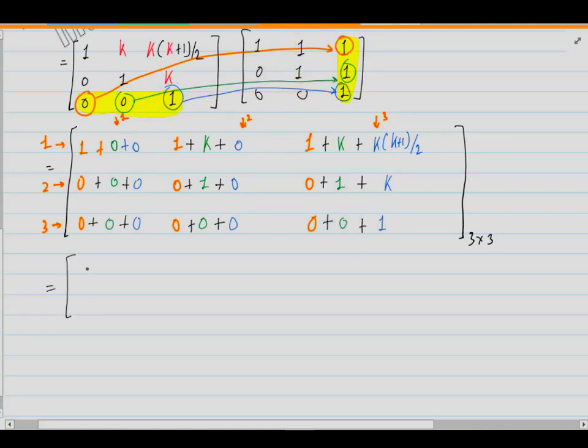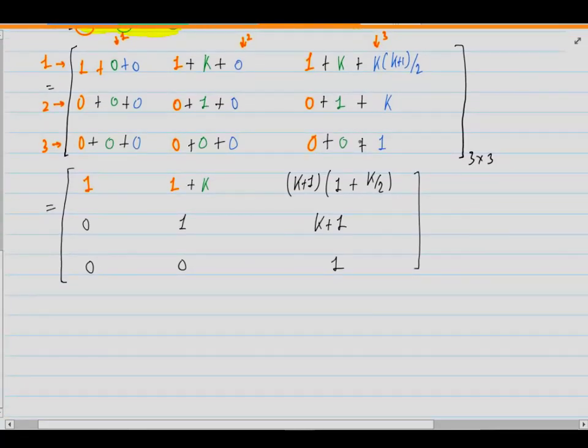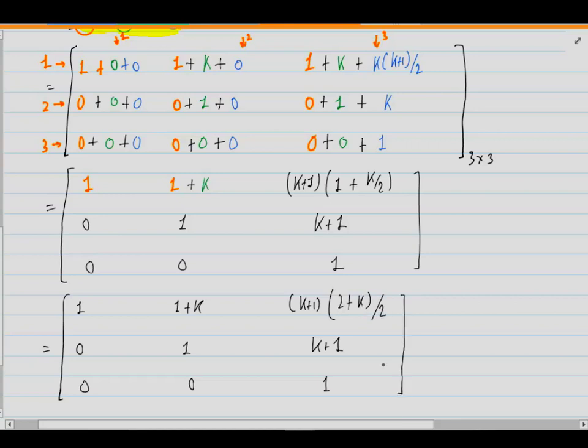Now let's simplify. We will get 1, 1 plus k, and in the third term we have to take k plus 1 common, so the rest of the term will be 1 plus k by 2, right? And here we will get 0, 1, k plus 1 again, and 0, 0, 1, right? Okay, now we just need to simplify this term. The rest of the terms will be as it is, so let's write them down as they are. And here we just have to take 2 as LCM, so 2 plus k by 2, and tada!